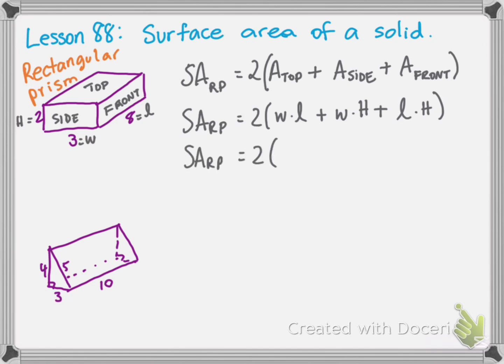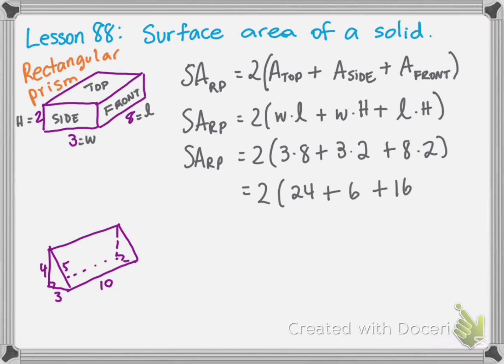We are going to multiply 3 times 8 plus 3 times 2 plus 8 times 2. And that would be 24 plus 6 plus 16, that if I add that, the answer is going to be 46. And 46 times 2 is 92. So the surface area of this rectangular prism is 92 square units.